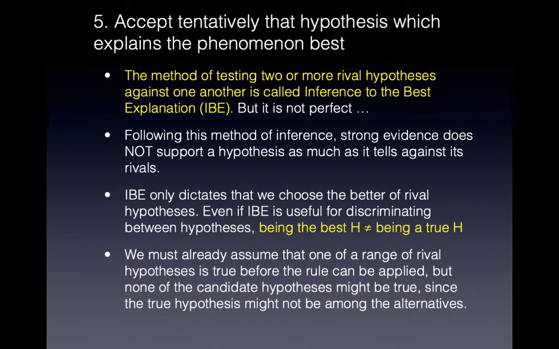Following this method, strong evidence does not support a hypothesis as much as it tells against its rivals, which don't explain as well. Inference to the best explanation only dictates that we choose the better of rival hypotheses. It's not saying the best explanation is true. Even if inference to the best explanation is useful for discriminating between hypotheses, being the best hypothesis is not the same thing as being a true hypothesis. We must already assume that one of a range of rival hypotheses is true before the rule can be applied. But none of the candidate hypotheses might be true, right? We maybe should keep looking, since the true hypothesis might not be among those alternatives.